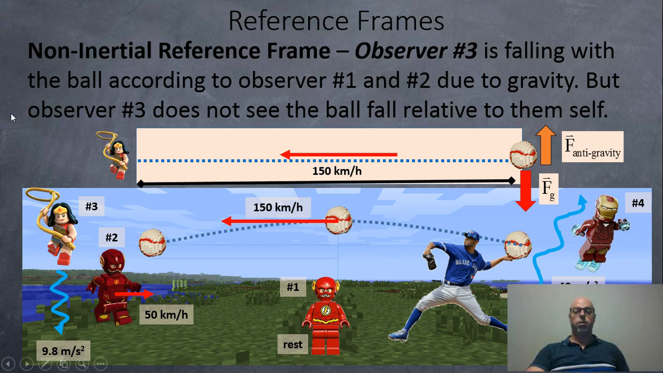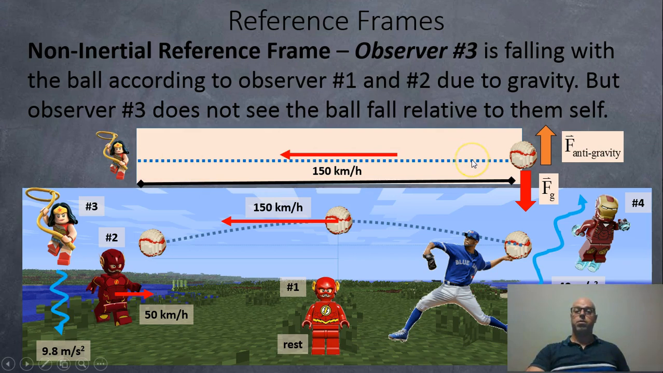Okay, so observer 3, Wonder Woman. What's Wonder Woman going to see? Well, as the ball is falling down, Wonder Woman's falling with the ball. So according to Wonder Woman, there is no parabola. The ball is traveling in a straight line towards her.